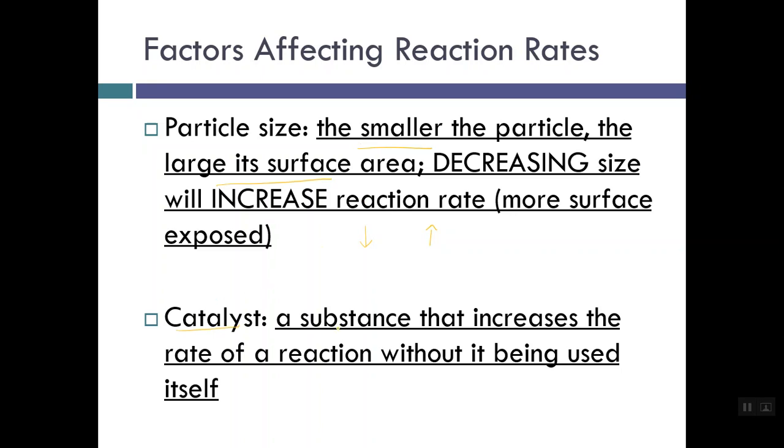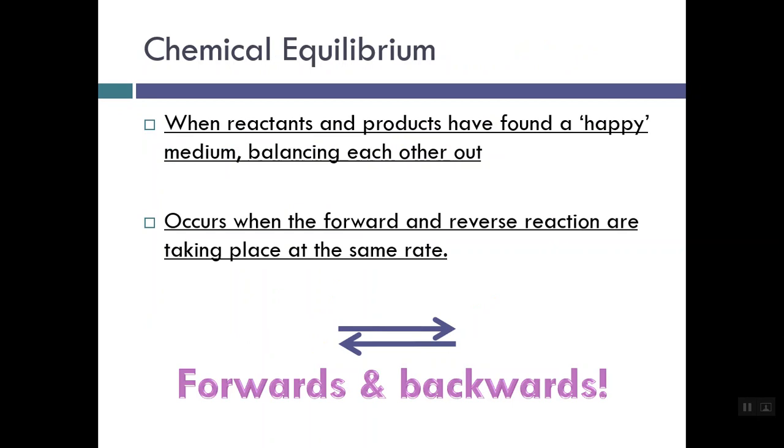A catalyst is a substance that increases the rate of reaction. It speeds things up. A car is a catalyst. It gets you where you're going faster. So a catalyst, that's a new word. A catalyst increases the rate of reaction. And again, going back to biology, your enzymes are catalysts. They make things happen faster.